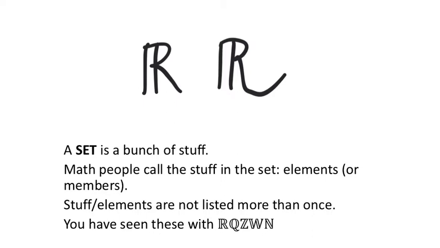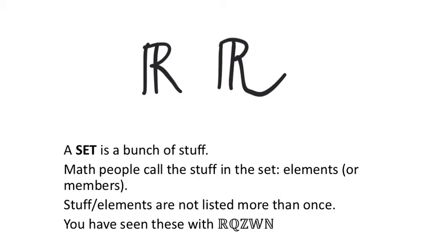Math people call the stuff in the set elements, and that's where that one symbol comes up. We'll talk about that here. Stuff or elements are not listed more than once in a set. So even if something repeats, this will be important later on, by the way, because we're going to look at lots of different types of sets. But yeah, we never list them more than once, okay?